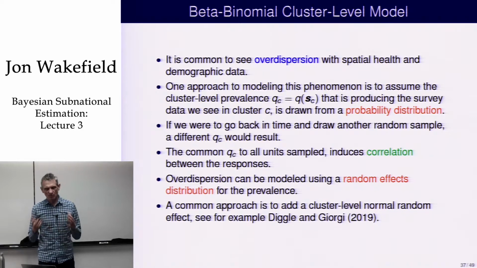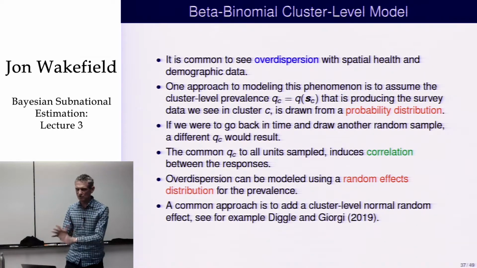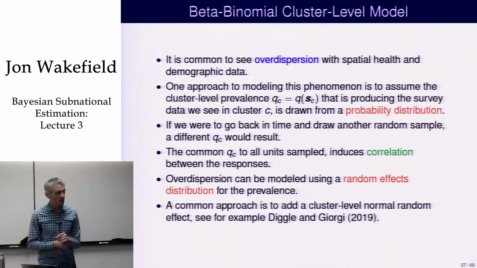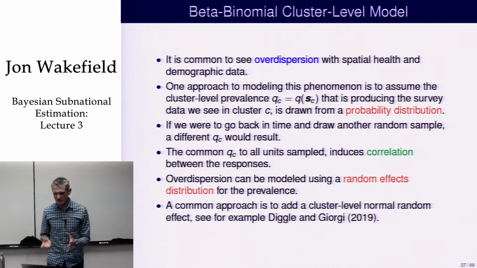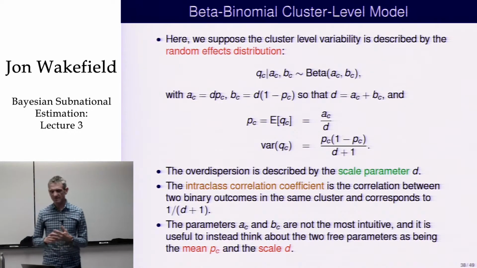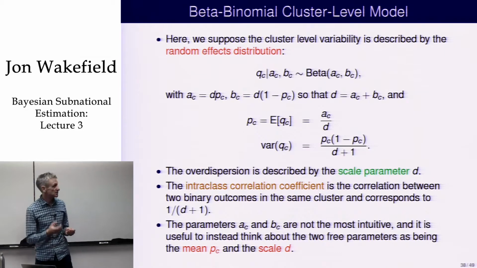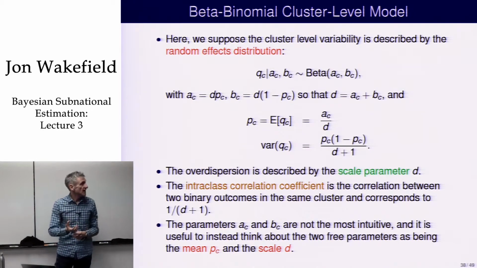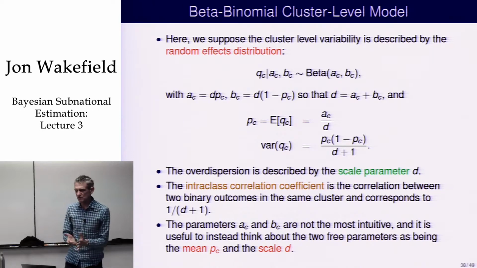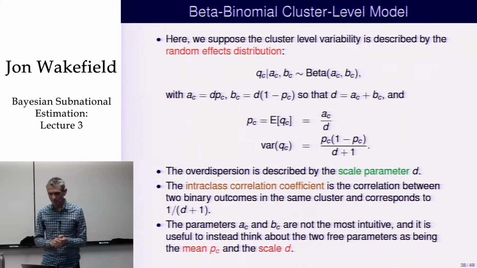And so the approach I'm going to describe says, let's suppose those q's arise from a random effects distribution. Now, a common approach is to add a cluster-level normal random variable on the logistic scale, but we're actually going to think about modeling with a beta distribution. A beta distribution is a two-parameter family for a variable between 0 and 1, so it's ideally suited to what we want to do here.